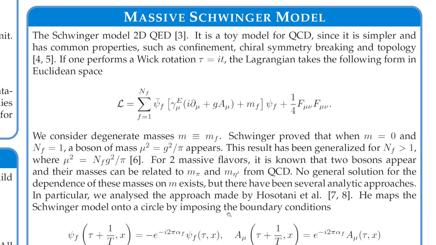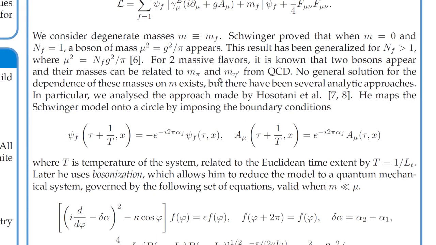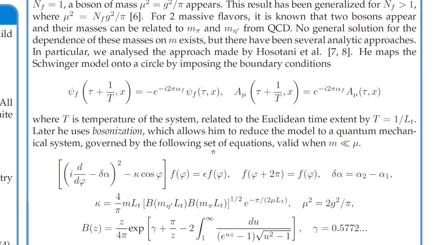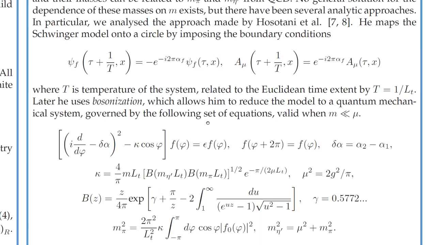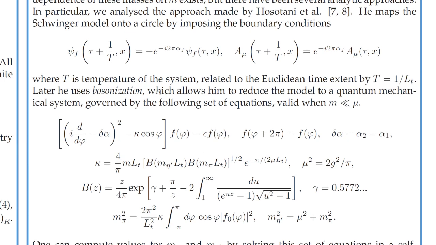So, for two massive flavors, two bosons appear, and they can be related to the eta prime and the pion from QCD. Unfortunately, in that case, there is no general solution for the dependence of these masses on them. Nevertheless, there have been several analytic approaches. In particular, we studied the approach made by Hosotani in the 90s.